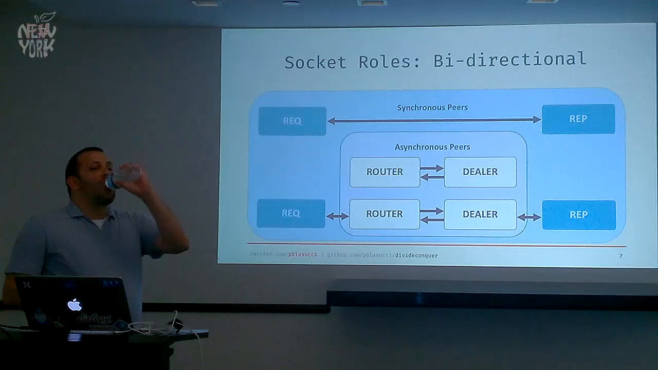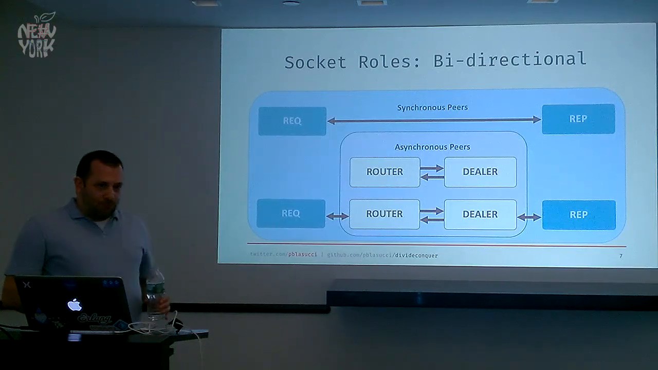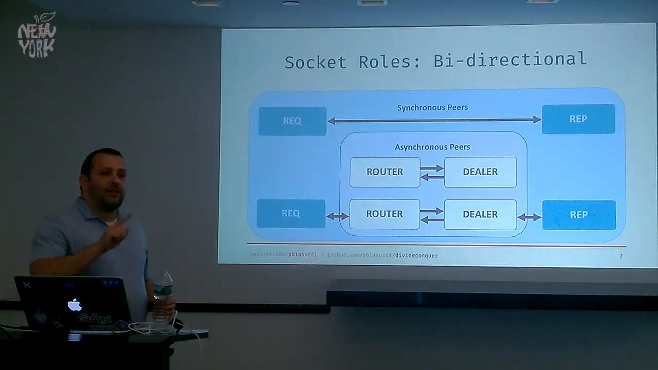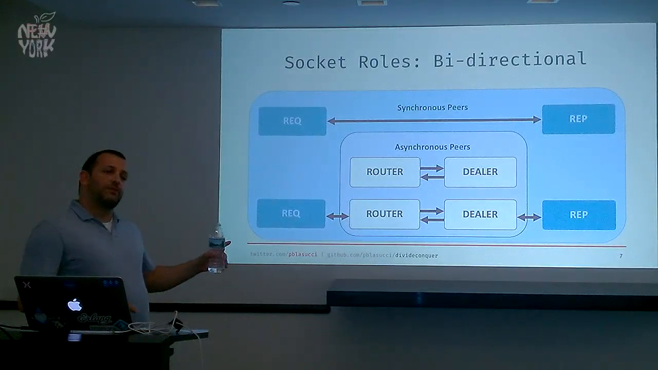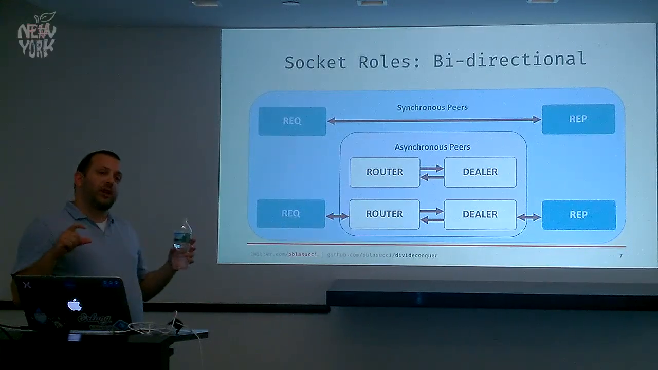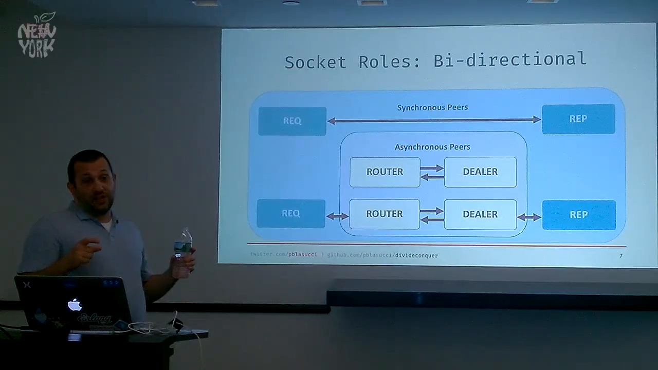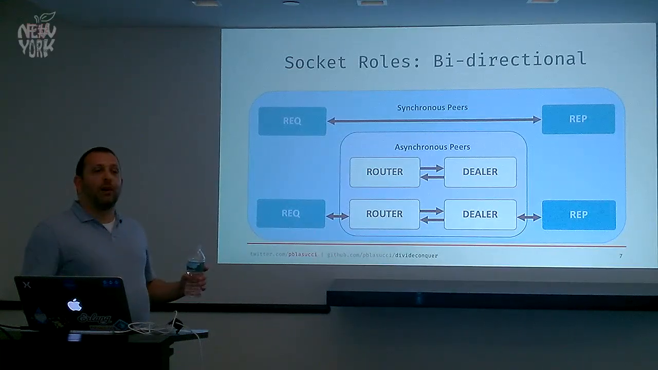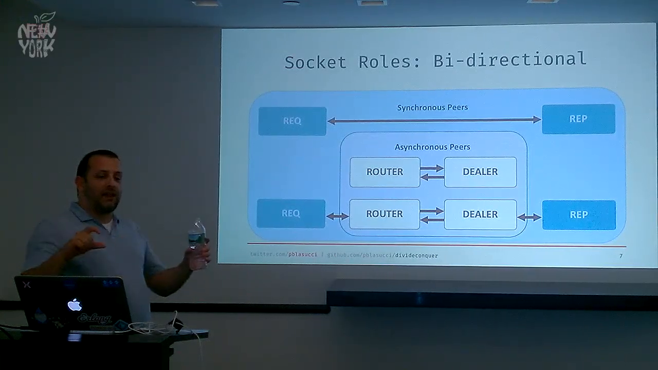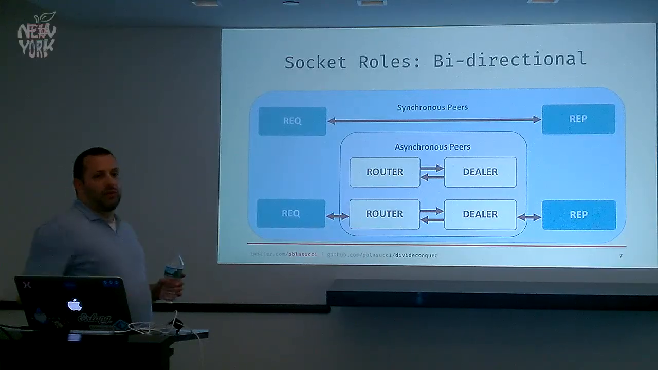If the order doesn't matter for asynchronous peers, what's the difference between router and dealer? We will get to that. The major difference is, because order doesn't matter, you receive additional information in the message that tells you who sent it to you so you can decide how to respond. And the way that information looks differs between router and dealer.